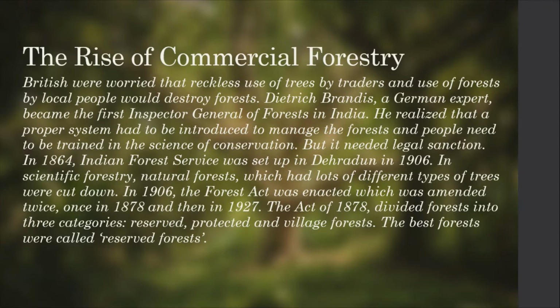In 1864, the Indian Forest Service was set up, and in 1906 the institute in Dehradun. In scientific forestry, natural forest which had lots of different types of trees were cut down. The Forest Act was enacted in 1865, which was amended twice, once in 1878 and then in 1927. The Act of 1878 divided forest into three categories: reserved, protected and village forest. The best forests were called reserved forest.